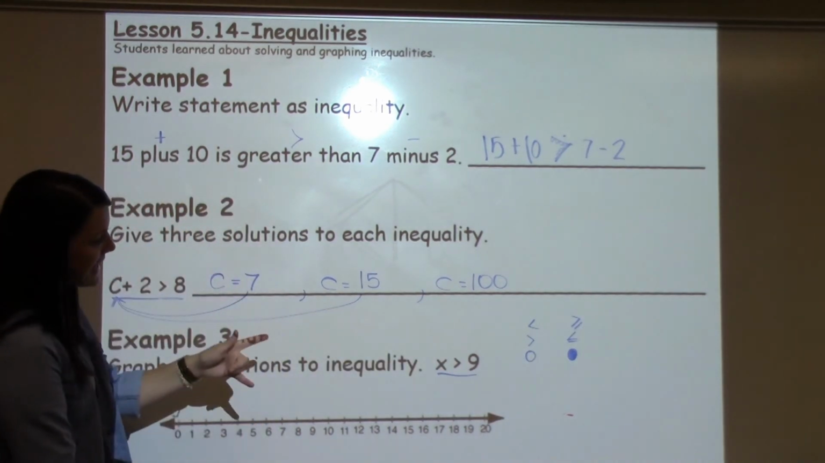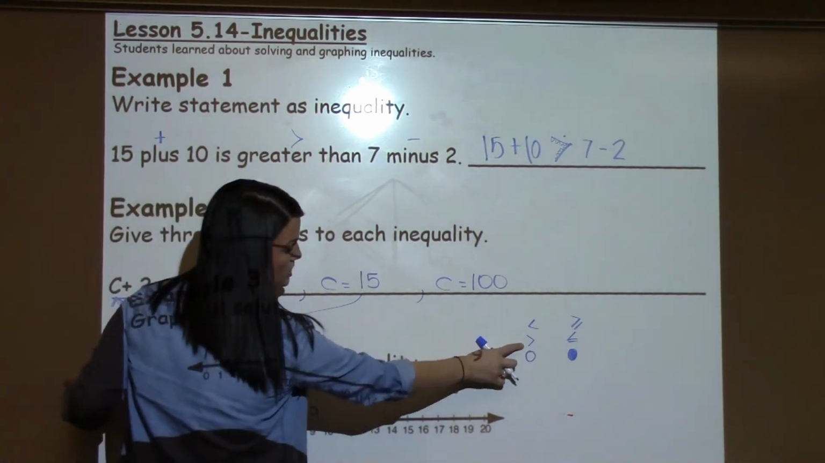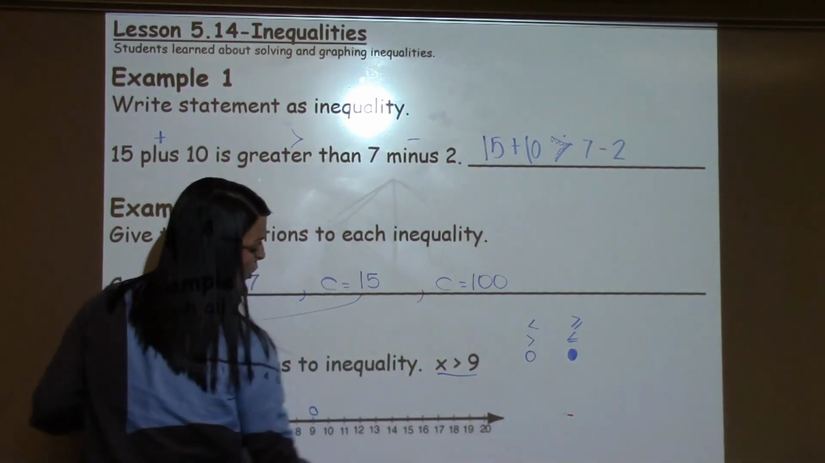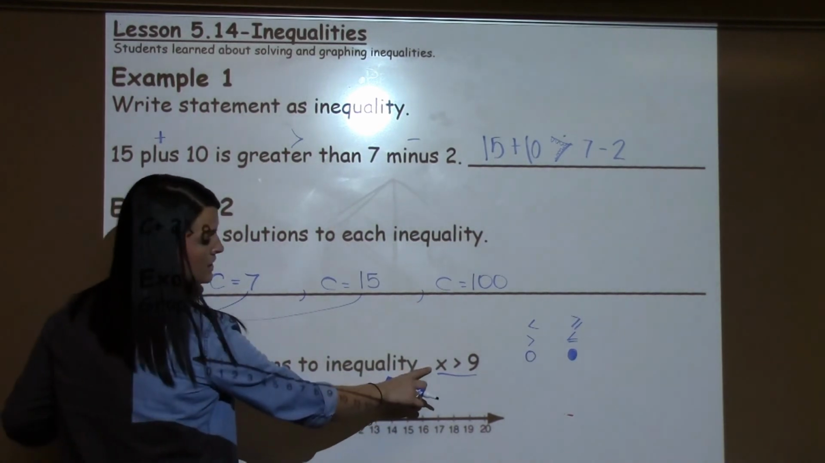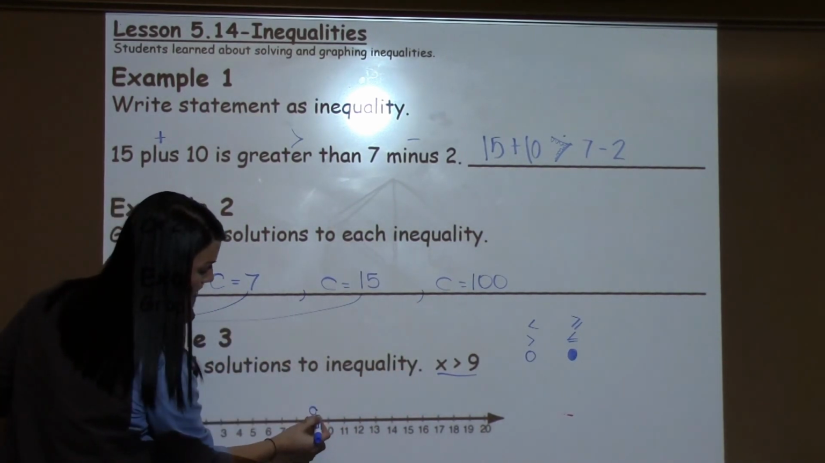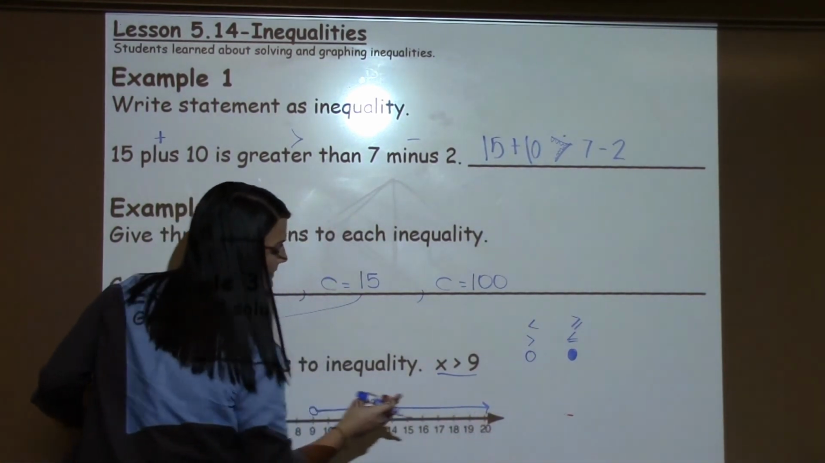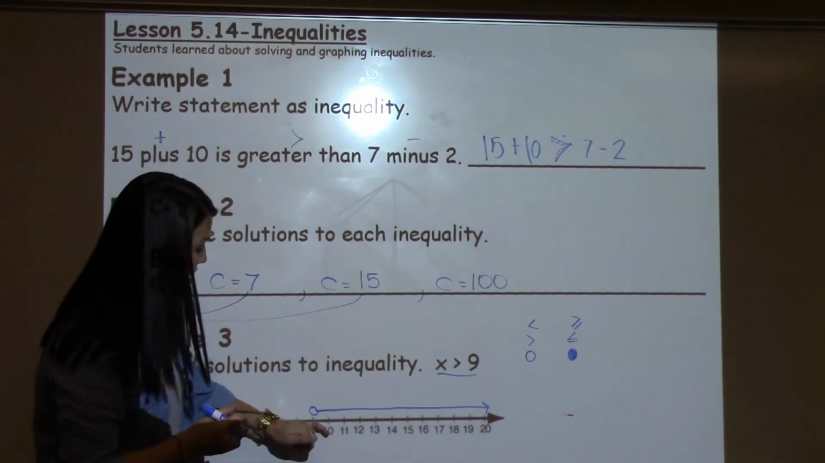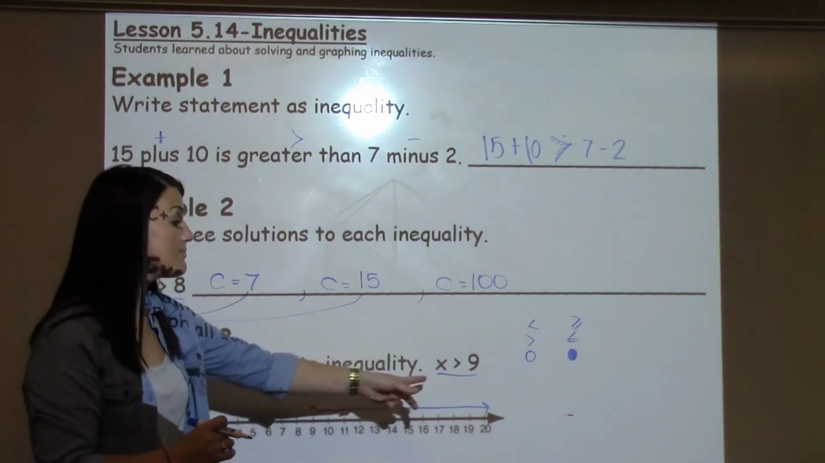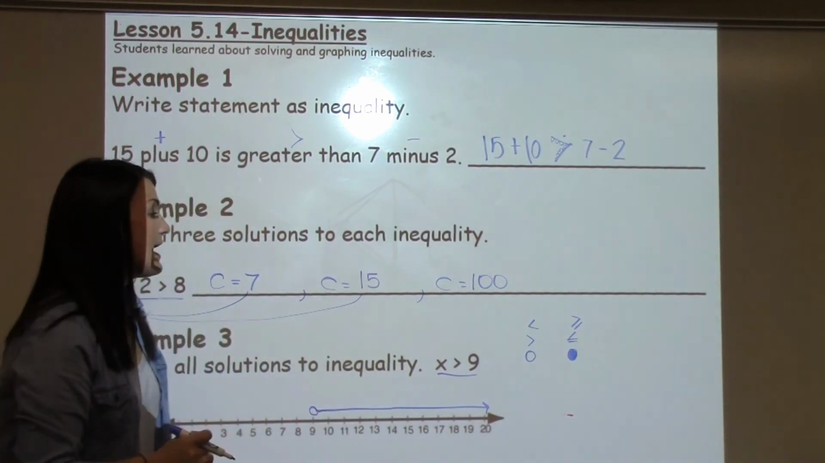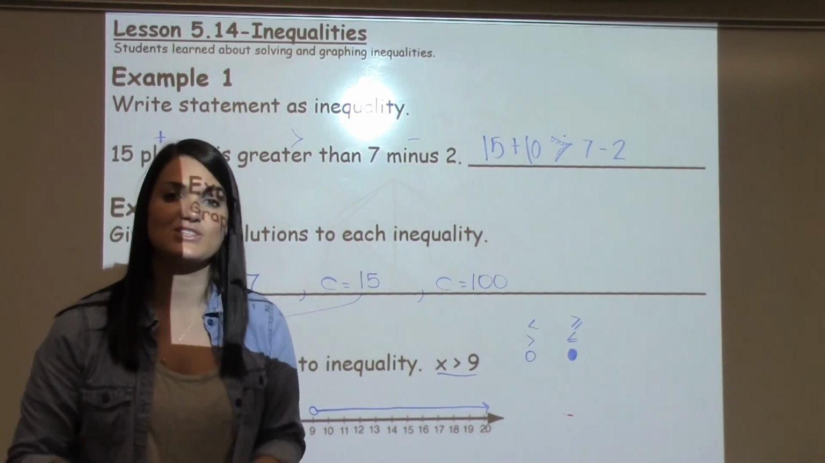So for this one, it says x is greater than 9. Because it is just a greater than symbol, I'm going to have an open dot on the 9. And I want to show all solutions that would make this correct, which would be anything larger than this 9. So I show all of these, and I make my arrow go all the way down the line to show that any of these numbers, continuing on past 20, would make this inequality true, and would make x greater than 9. If you have any other questions about 5.14, please make sure to see your math teacher.